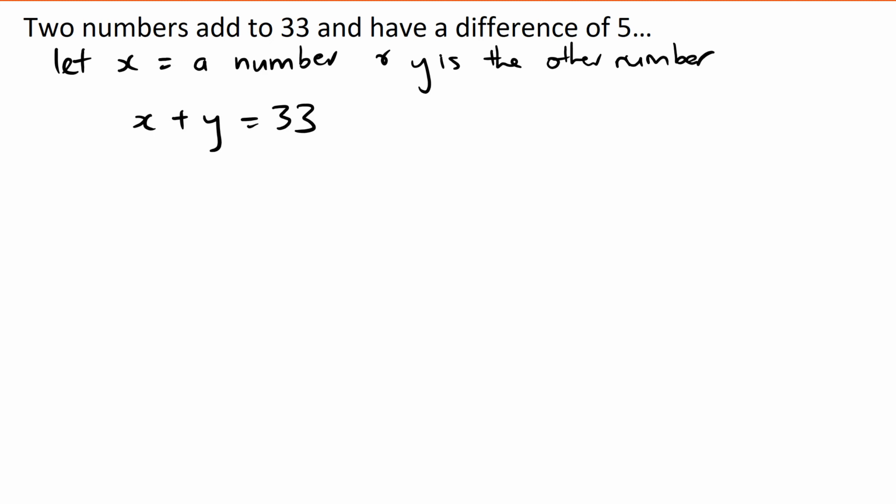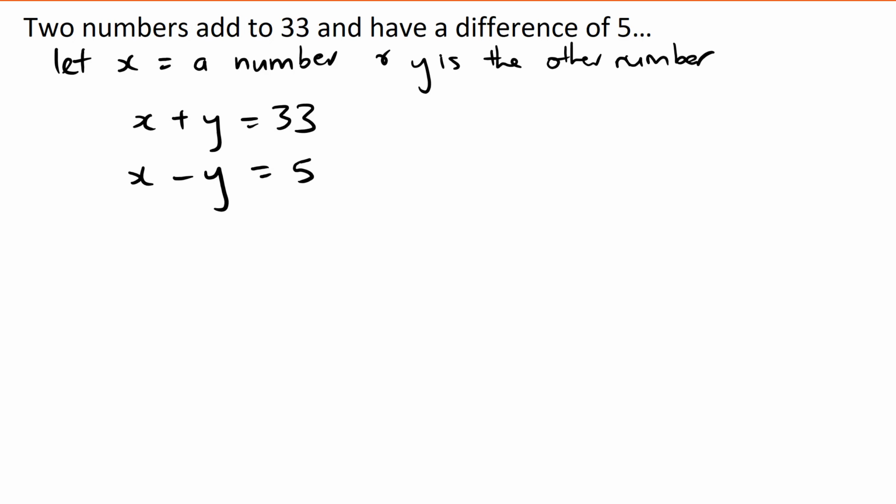Have a difference of 5. So our number minus the other is 5. Okay? We're happy with that? Now, two ways of solving simultaneous equations. We're looking at the substitution method to start with. So how do I solve these?